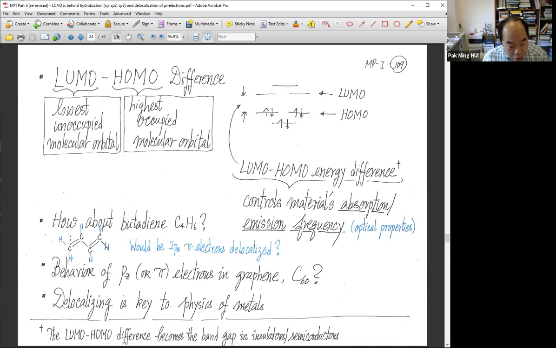Then the question is whether the 4 PZ pi electrons will really form something like this, or they would rather delocalize in order to have an even lower energy. So that is the problem about butadiene.